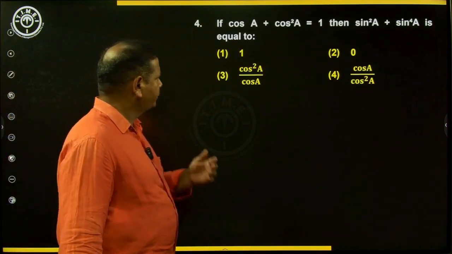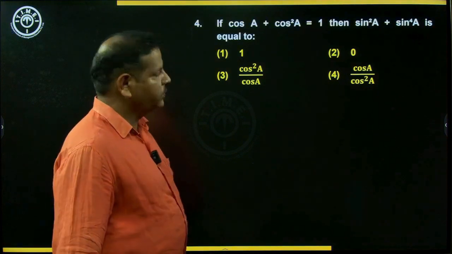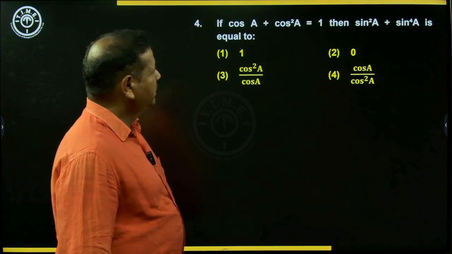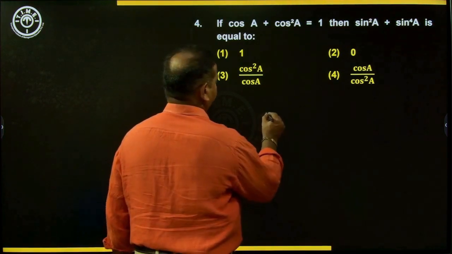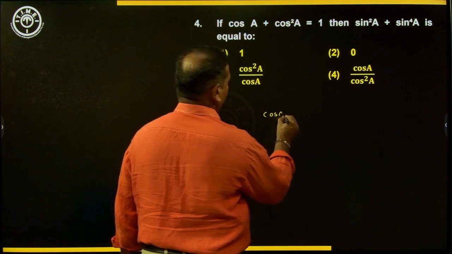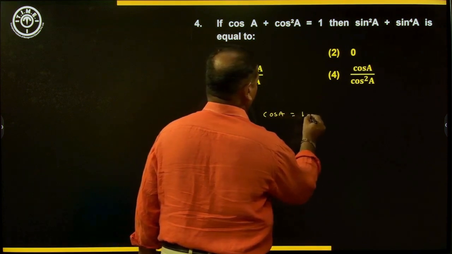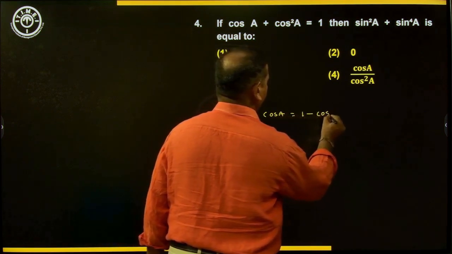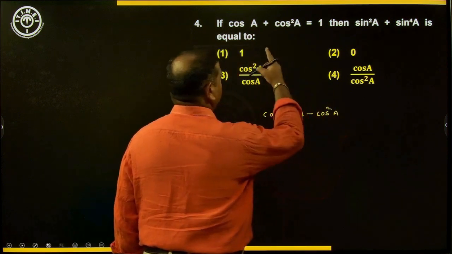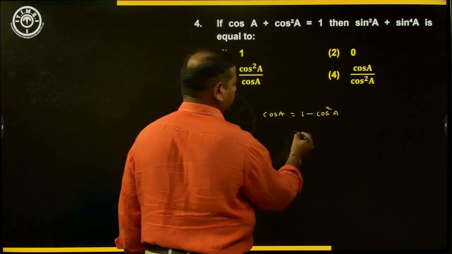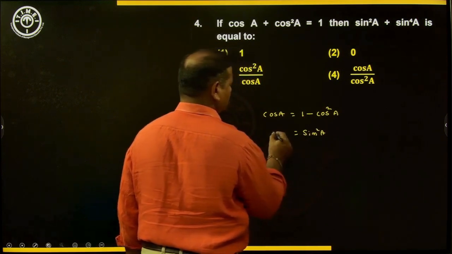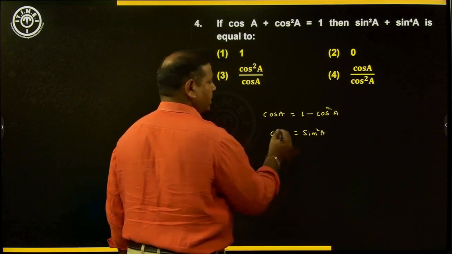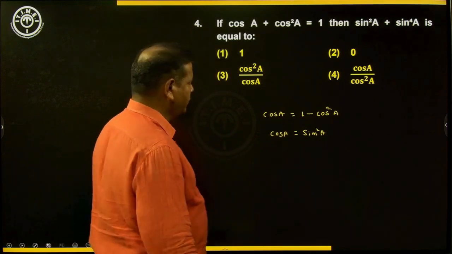Next question: cos a plus cos square a equal to 1. Then sin square a plus sin to the power of 4a is equal to what? Given cos a plus cos square a equal to 1, I am taking cos square a to the other side. 1 minus cos square a is nothing but sin square a. So cos a equals sin square a.